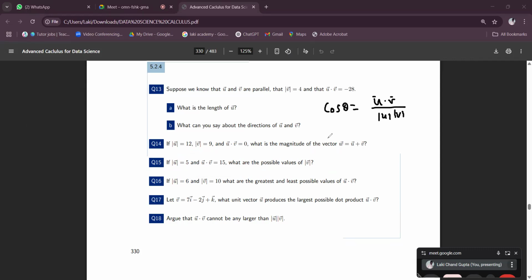Right. U dot V is what? Question 15. So we're talking about question 15, right? U is 5. So it will be what?